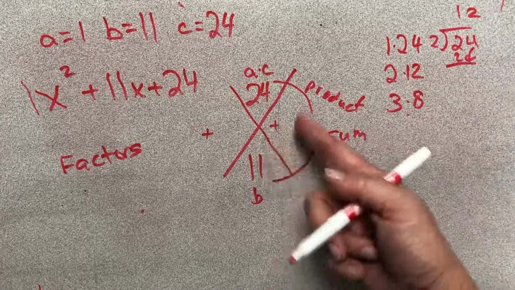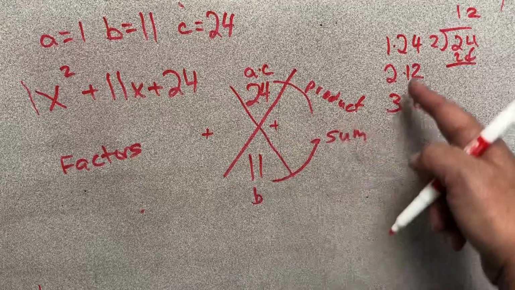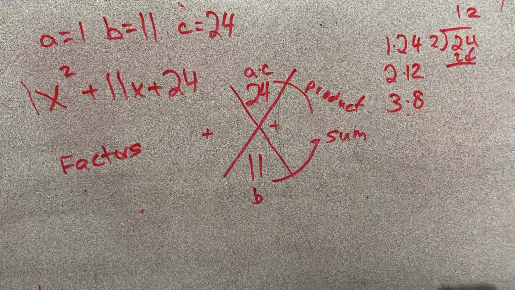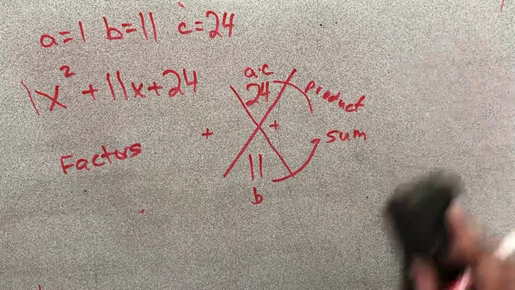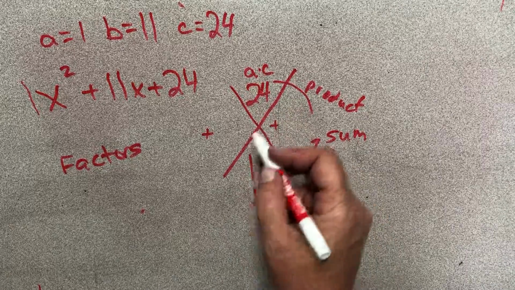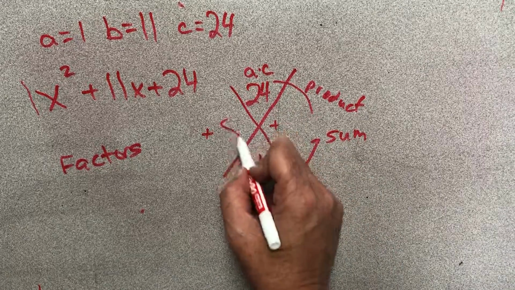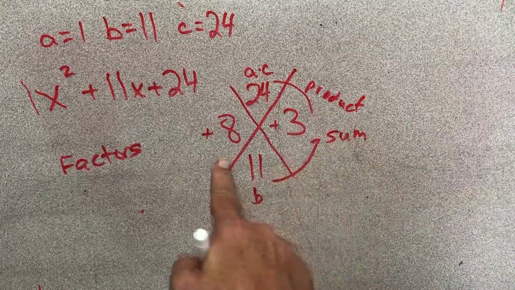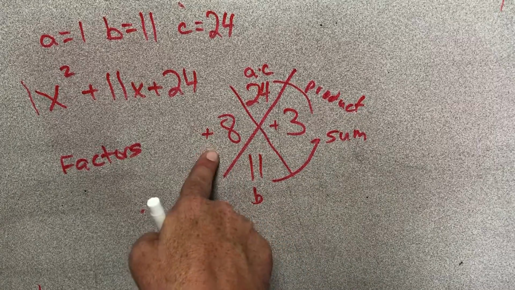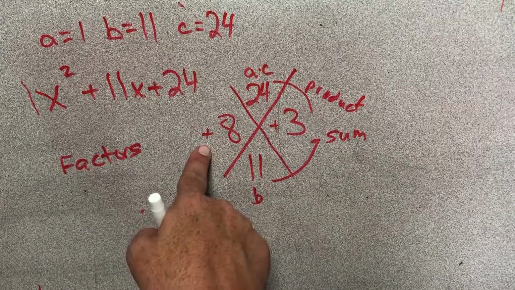But notice I'm not going to just stare at this and hope I find it. I'm going to come over here and start to figure it out as soon as necessary. So the two numbers that multiply to be 24 and add to be 11 are 8 and 3. I always put the biggest number here, and I want you to do the same.